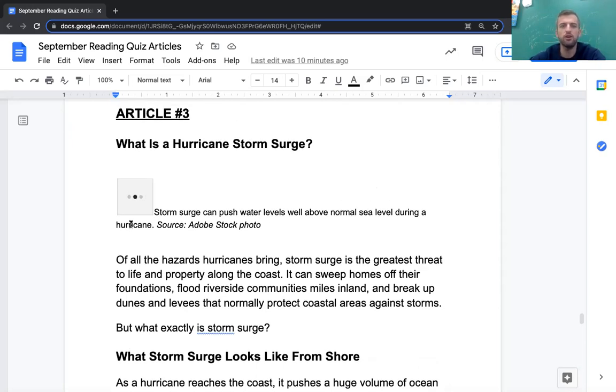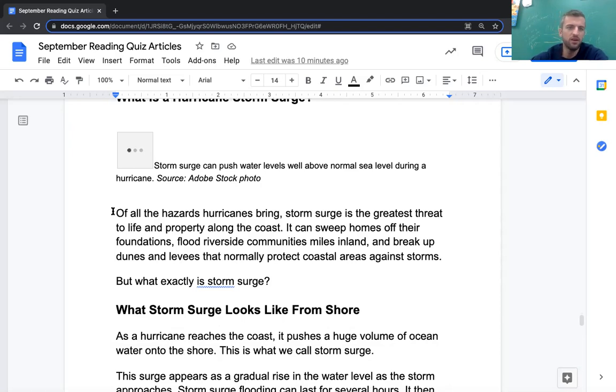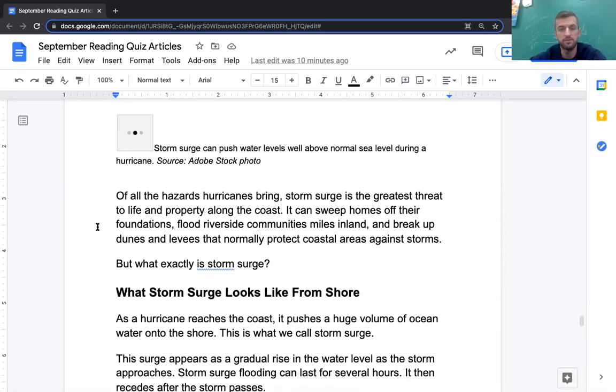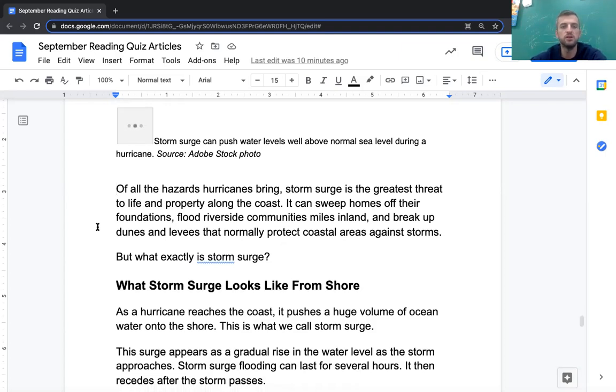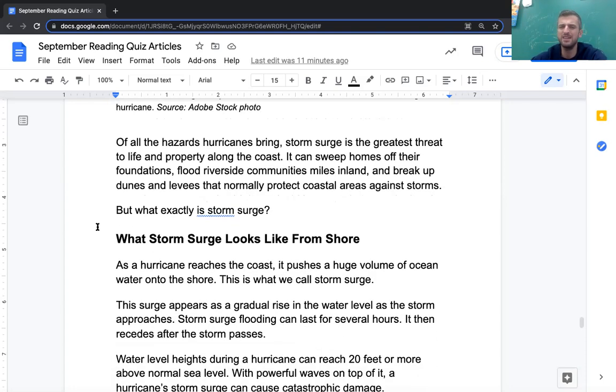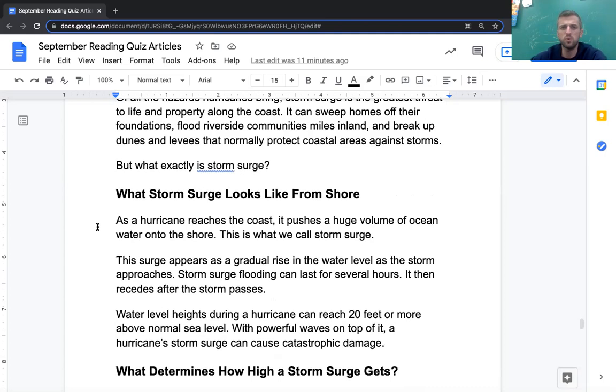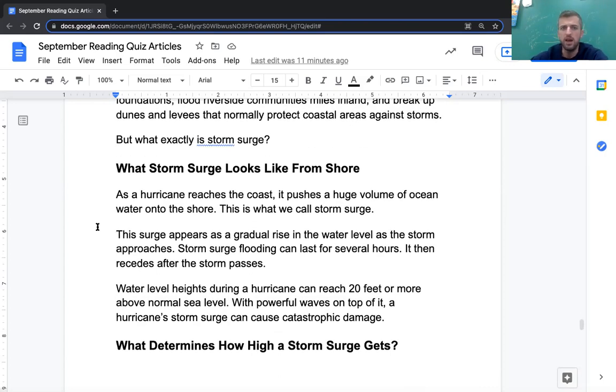Article 3. What is a hurricane storm surge? Of all the hazards hurricanes bring, storm surge is the greatest threat to life and property along the coast. It can sweep homes off their foundations, flood riverside communities miles inland, and break up dunes and levees that normally protect coastal areas against storms. But what exactly is storm surge? What storm surge looks like from the shore: as a hurricane reaches the coast, it pushes a huge volume of ocean water onto the shore. This is what we call storm surge.